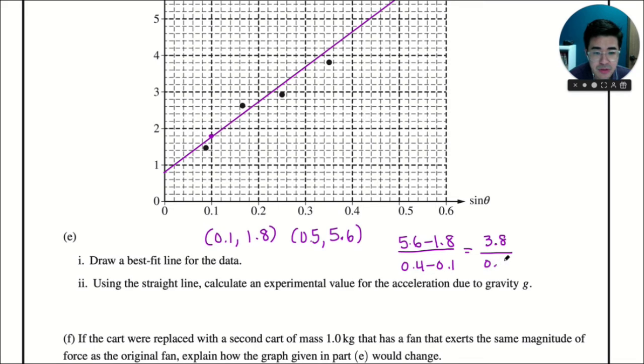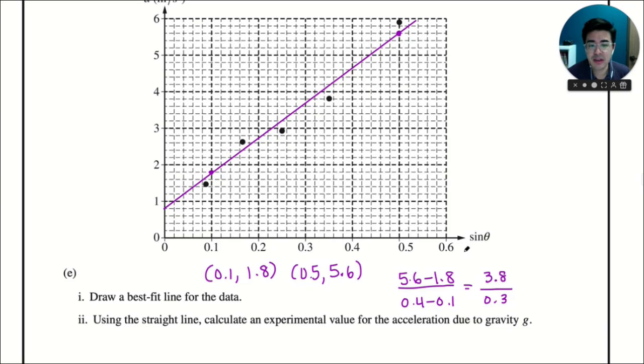0.3. Oof. I think that's way off, isn't it? Did I do this right? 5.6, 0.5. Ah, that's why. I made a simple calculation error. It's 0.5 right there. Okay. That's better. So then this is 0.4. So we can move the decimal over one, so 38 over 4. And so what is that? 4 goes into 39.5. Okay, so I'm guessing that's going to be my gravity, but I need an equation for this.